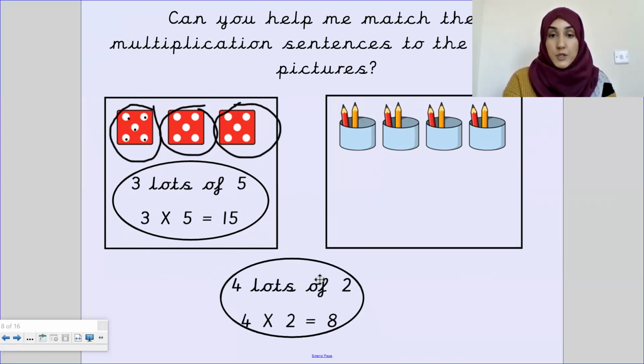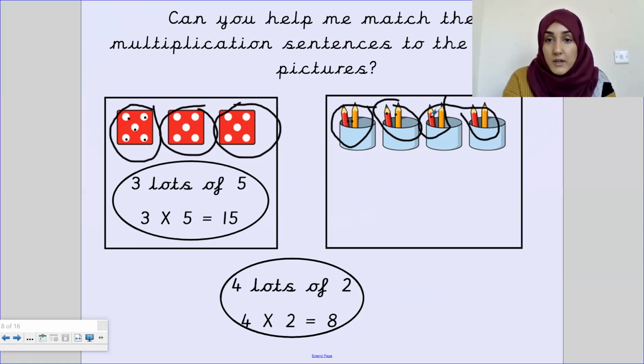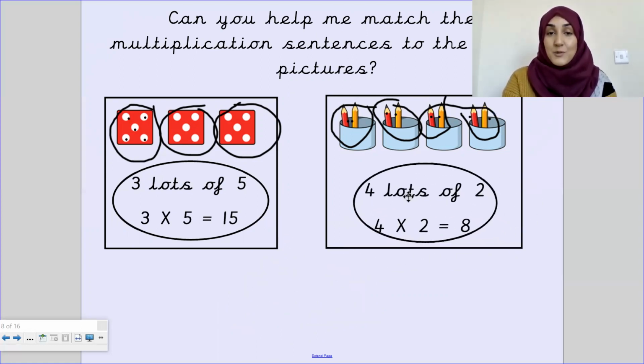4 lots of 2. Now, I know that there is 1 lot here. There's 2, 3, and 4. And there's 1, 2, 1, 2, 1, 2, and 1, 2. There are 2 pencils in each lot. So 4 lots of 2, 4 multiplied by 2 equals 8.